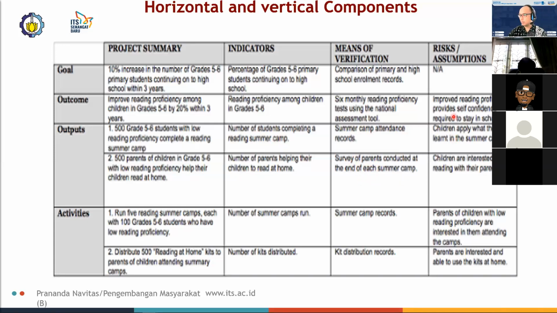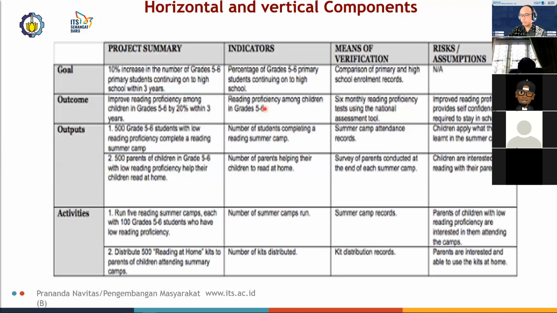In the risks and assumptions, assuming that everything goes well, children apply what they learned in the summer camp, and children are interested in reading with their parents. And so with that, the outcome of the 500 reading camps would be an overall improvement in reading proficiency among children in grades 5 to 6 within 3 years.